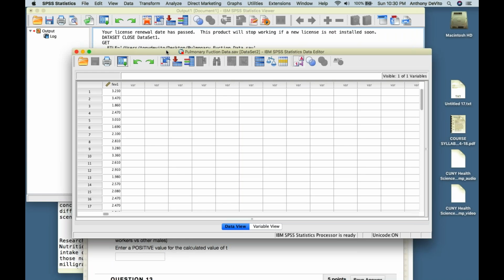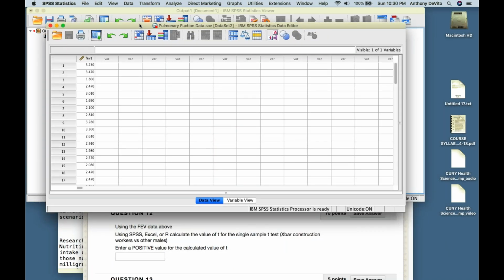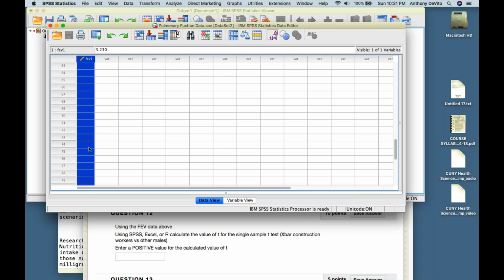There it is. Okay, here's my pulmonary function data for those construction workers. Now remember, this is for the construction workers. How many of them are there in this sample? There are 60 of them in this sample. We went back to a sample size of 60. The other question just asked you what the critical value is. We wound up being 60 anyway, because that's what we used off of the t-table. So anyway, here are my 60 construction workers, and I want to compare it to a value of 3.